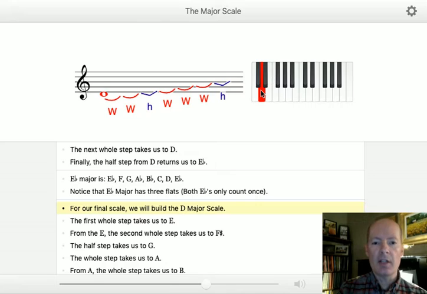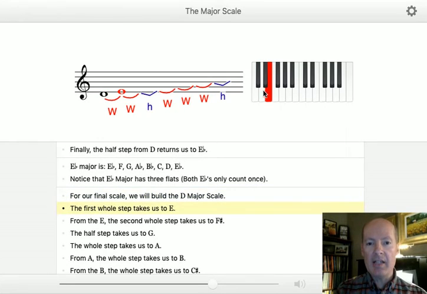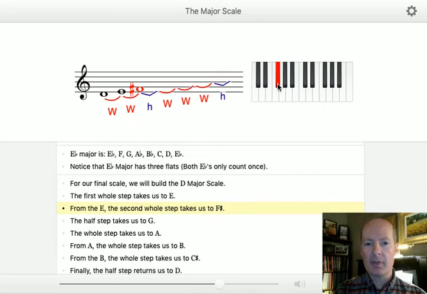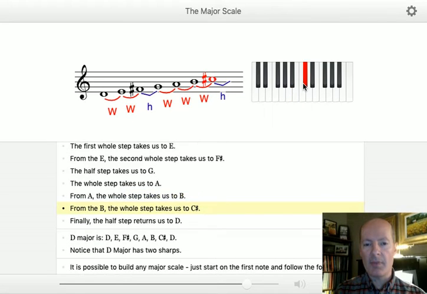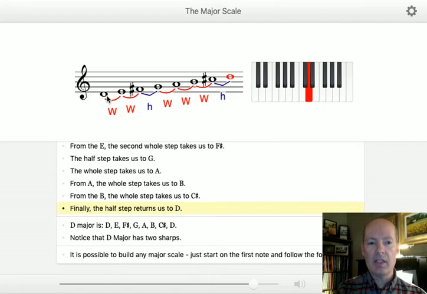So starting on D on our keyboard, a whole step to E, and now a whole step above E, I have to go to this black key over here, F sharp. Half, whole. Now another whole step again takes me over here to C sharp, then finally D. So D, E, F sharp, G, A, B, C sharp, D. That's my D major scale. So any song that is based on the D major scale will have all F sharps and all C sharps, because they're in the scale itself.